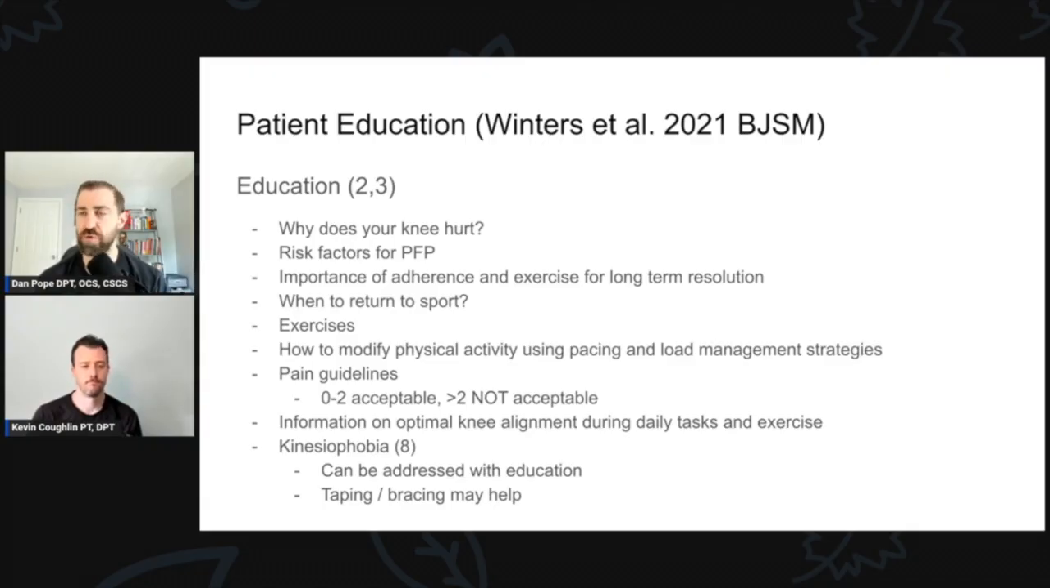Once your patient comes through the door, you do their diagnosis. It seems like patellofemoral pain. You want to make sure you're running through these educational components, right? What do you think about that, Kevin? Do you disagree, agree, hate education?